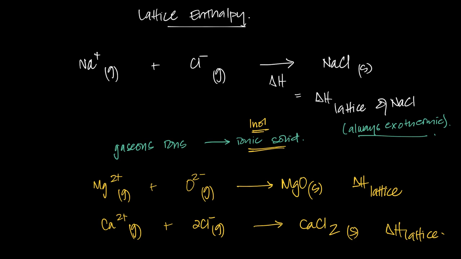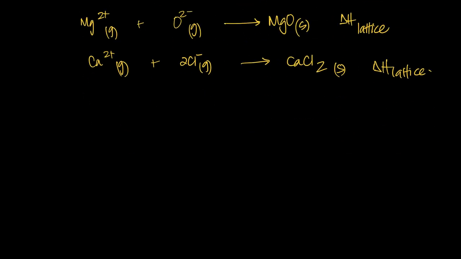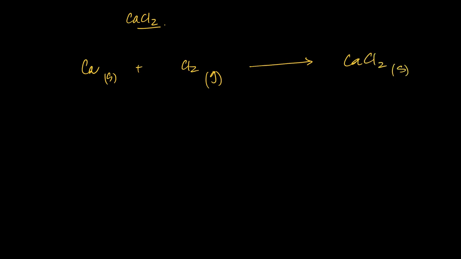So calculation is through what we just saw earlier, the same thing we did with sodium chloride, we could do for calcium chloride. Now, if I make the whole Hess cycle for calcium chloride, calcium solid plus Cl2 gas has to become calcium chloride. Now, the overall reaction is called delta H formation of calcium chloride.